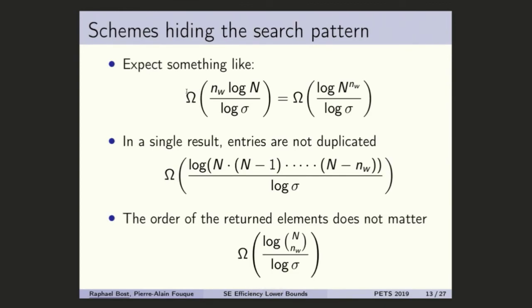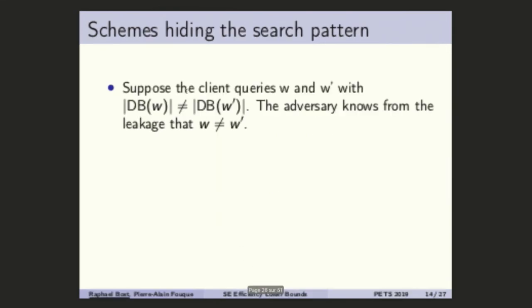Also, the order of the returned elements doesn't matter. What you actually want is the set of matching elements, not in any order. So you end up having a binomial coefficient instead of something with factorials here. Again, this is very hand-wavy.